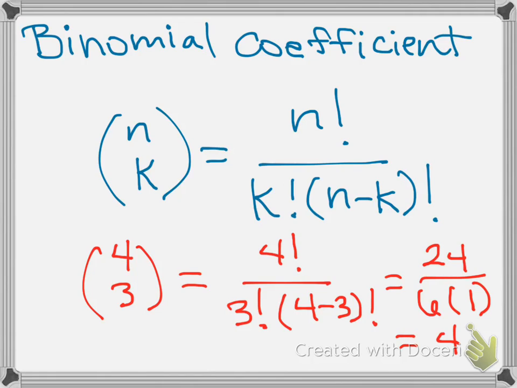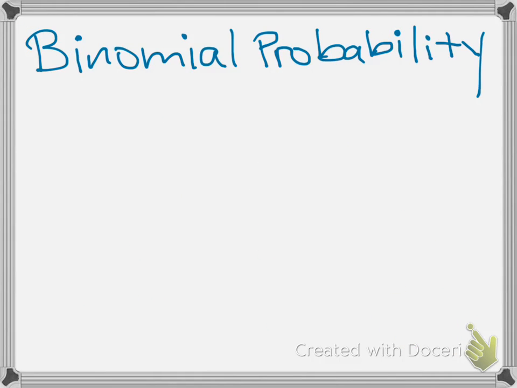So if we have 4 trials or 4 observations, and we want to know how many ways we could possibly get 3 successes out of those 4 trials, it turns out that there are 4 ways to do that. So that's how you calculate binomial coefficients. It's just calculating the number of successes out of however many number of trials you have. So once you know how to calculate your binomial coefficients, you can then go on to calculate your binomial probabilities.